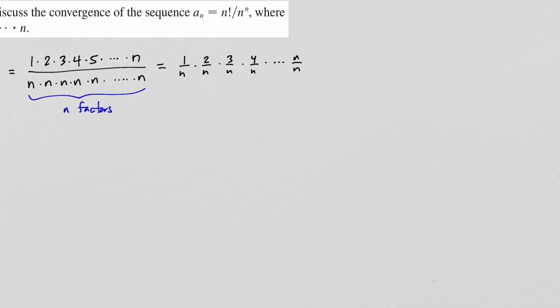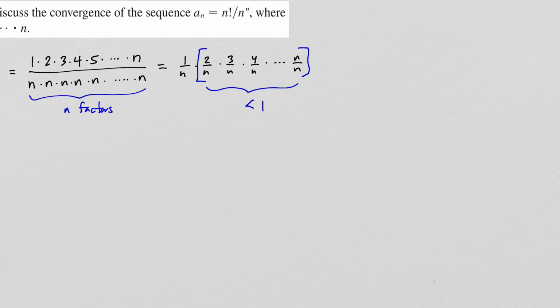And if you group all of these together, I want you to see that this product is definitely less than 1, right? This is definitely less than 1 because when you multiply a bunch of numbers that are all less than 1, the result is always less than 1. So I can say that this sequence is definitely less than 1 over n times 1, which of course is equal to 1 over n.